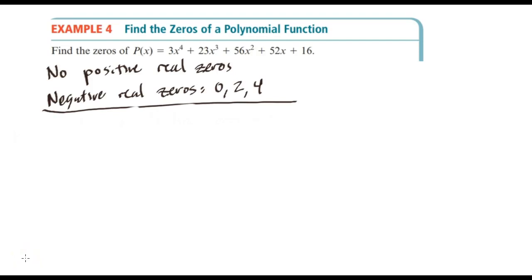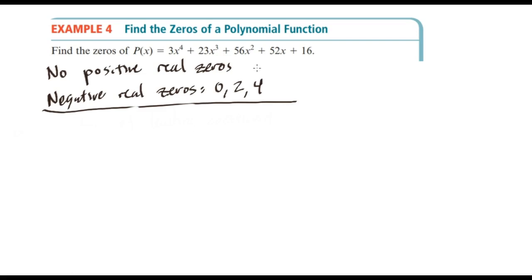All right, so we are on the second part of this example. In the previous video, we found that there's no positive real zeros, and for negative real zeros, there's either 0, 2, or 4. So negative real zeros, either 0, 2, or 4, and no positive real zeros. That was using Descartes' rule of signs.